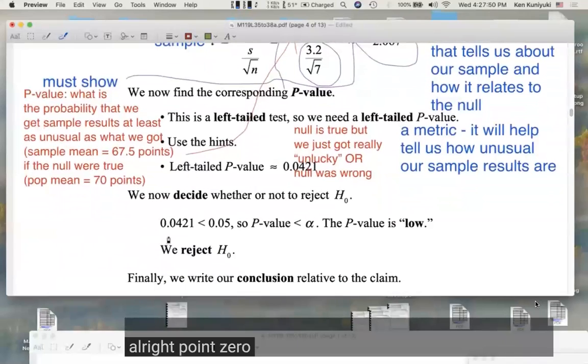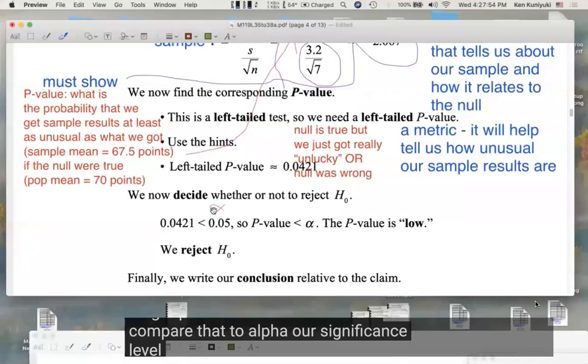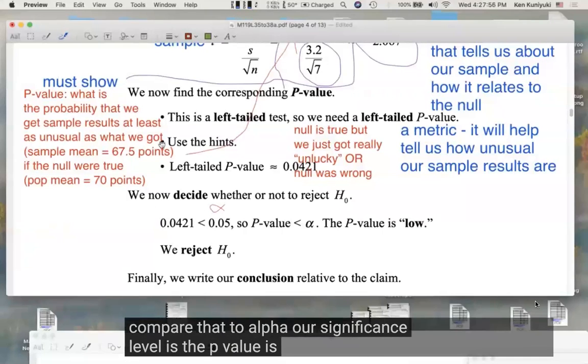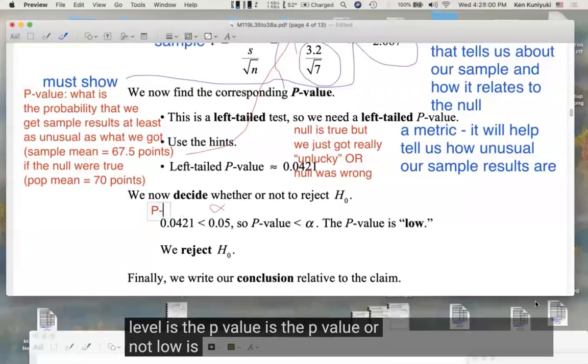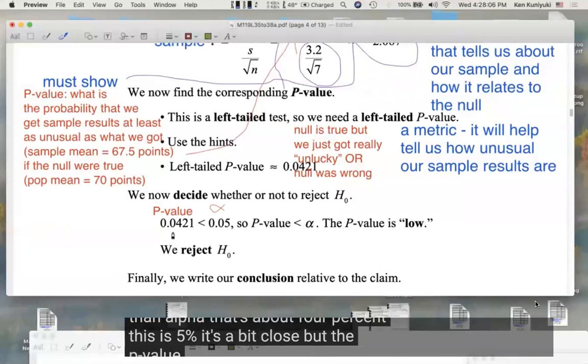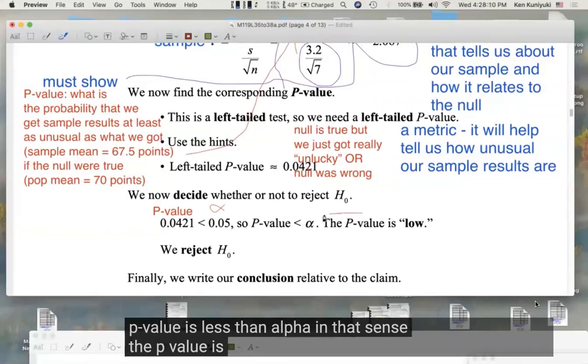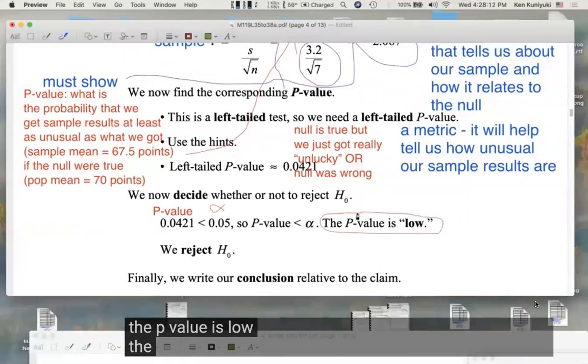All right, 0.0421. Let's compare that to alpha, our significance level. This is the p-value. Is the p-value low or not low? Is it less than alpha or greater than alpha? That's about 4%. This is 5%. It's a bit close, but the p-value is less than alpha. In that sense, the p-value is low. Remember the rhyme.